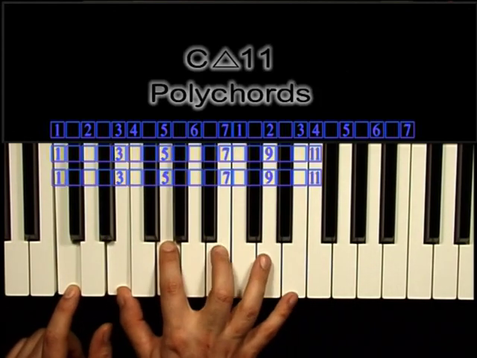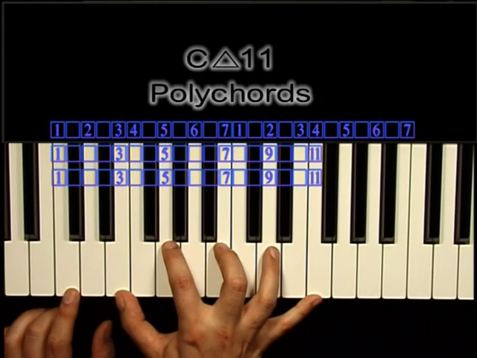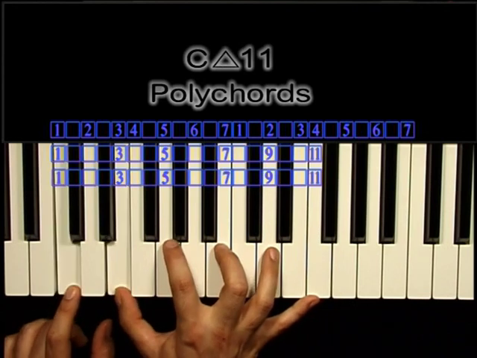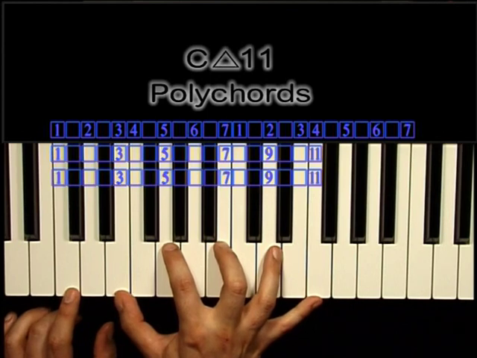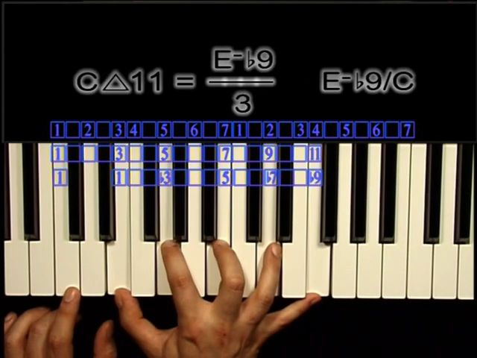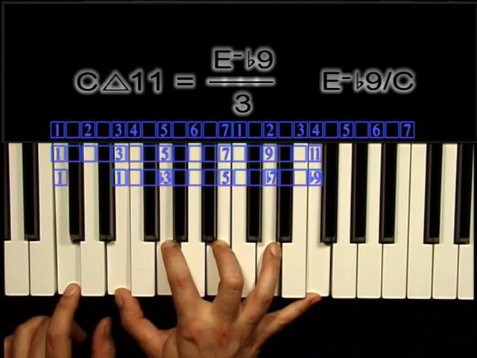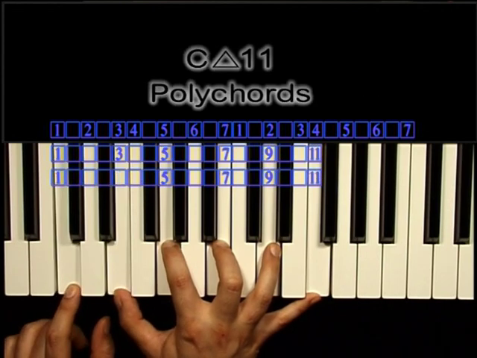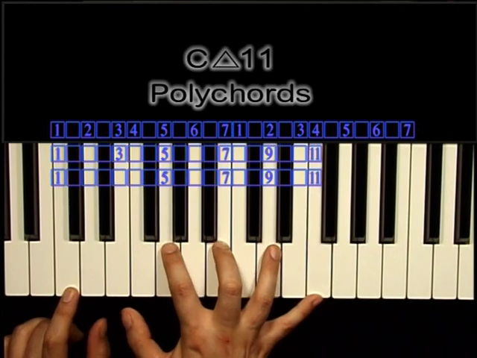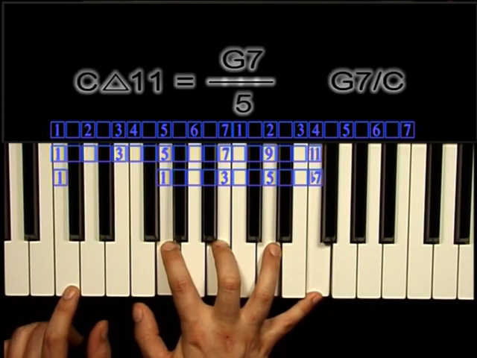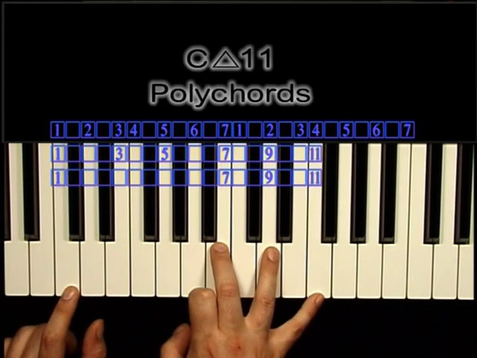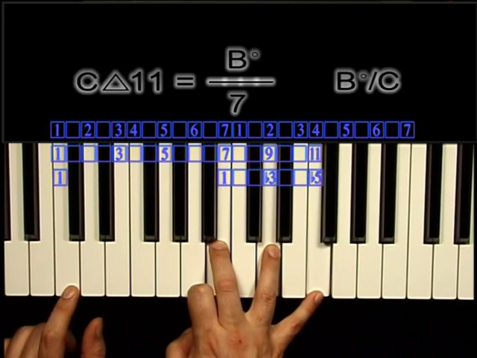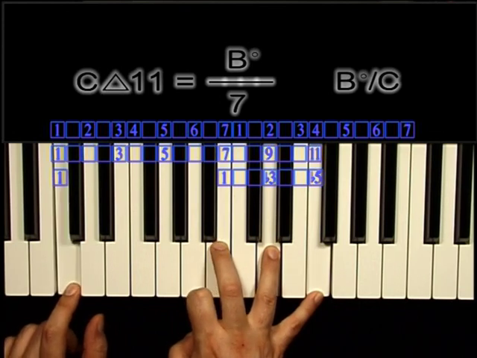Let's do one more example with a major 11th chord. We have the tones 1, 3, 5, 7, 9, 11. We could break that chord down as major 11th equals minor flat 9 over the root at the 3. If we skip the 3rd tone, we have major 11th equals dominant over the root at the 5th. And if we skip the 5th tone, we have major 11th equals diminished over the root at the major 7th.